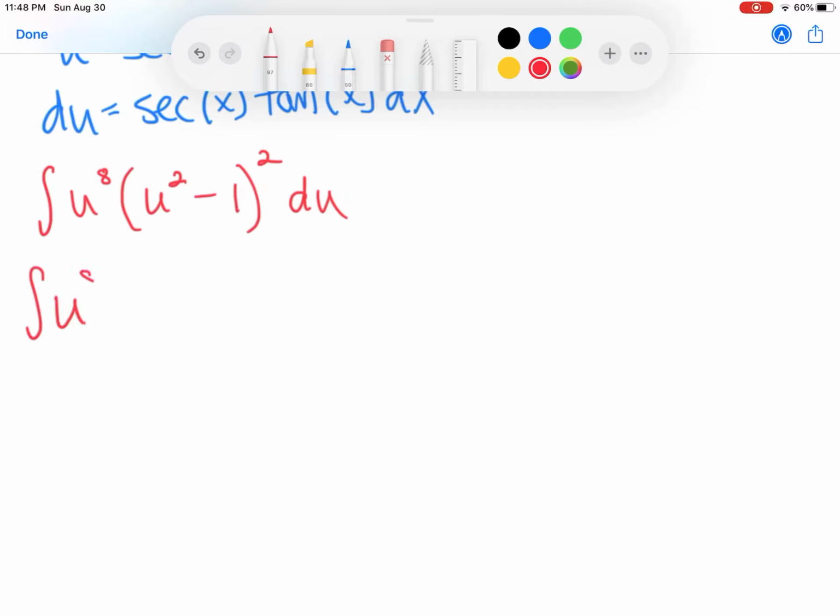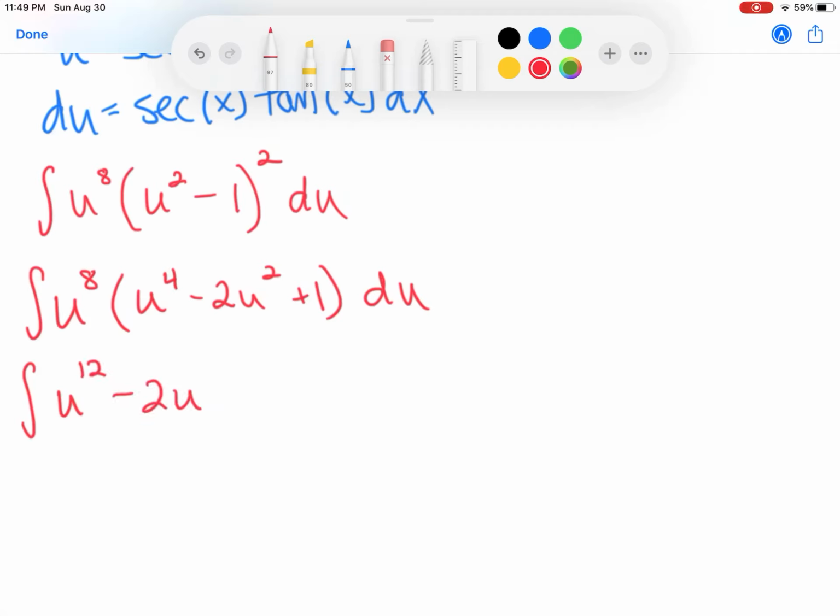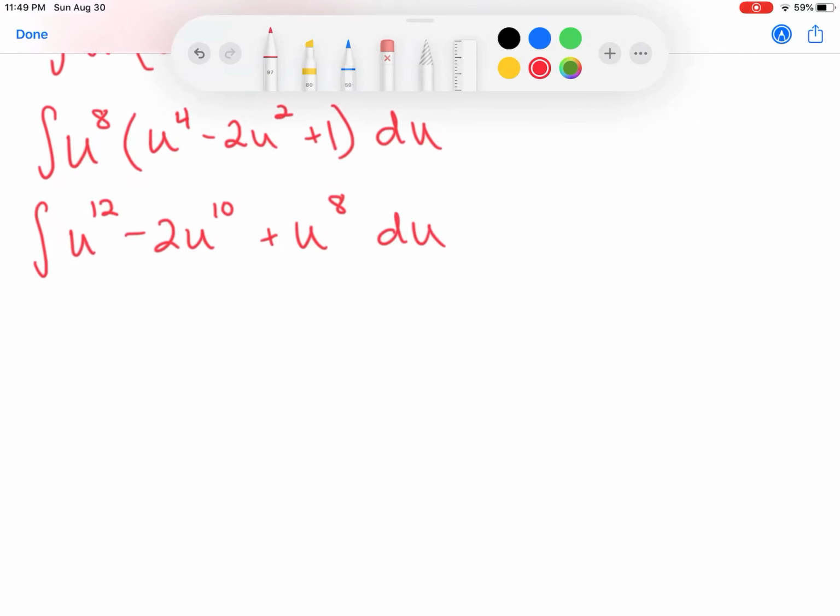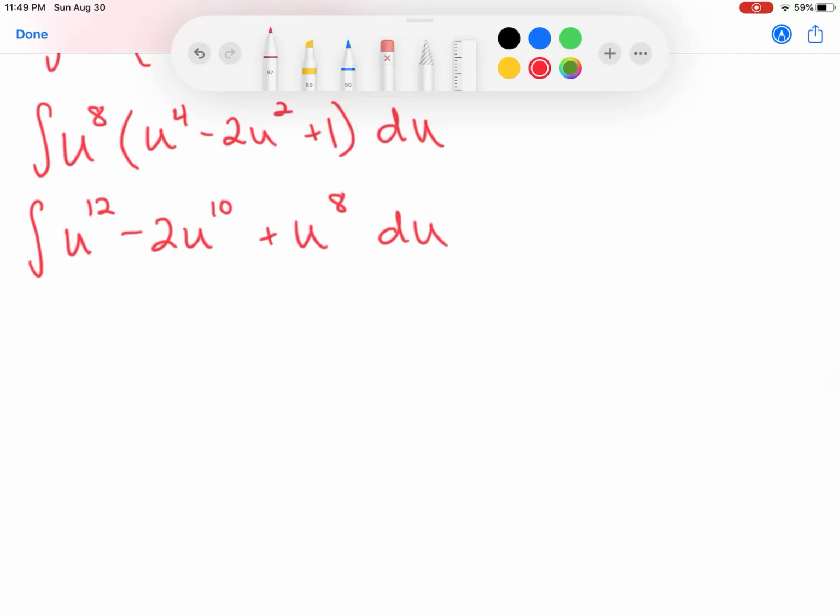So we are going to have to FOIL this out, right? I know you guys can do that. I'm just going to skip the steps of literally FOILing it out, just writing what it is. So it's going to be u to the 4th minus 2u squared, and then plus 1, and we have our du. Now we have to distribute u to the 8th. So we're going to have what? Remember, the base is the same, so you add the exponents. So we're going to have u to the 12th minus 2u to the 10th plus u to the 8th du. We are almost done, guys, with this problem anyway.